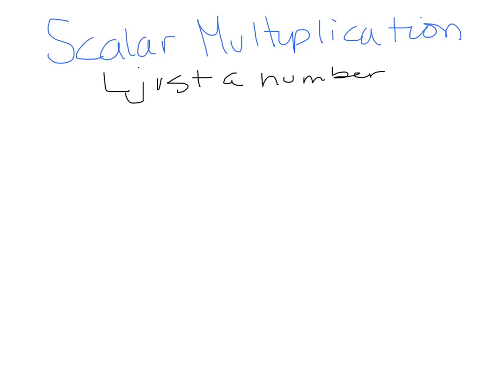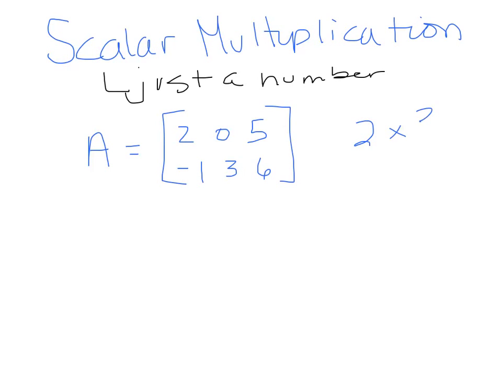And what happens is we're going to take a matrix. Let's say we had one that was, let's do another, 2 by 3, 2, 0, 5, negative 1, 3, and 6. So here's a matrix A. It is a 2 rows and 3 column matrix. And I want to find 3 times A. Okay? So what you've got is 3 outside this matrix.